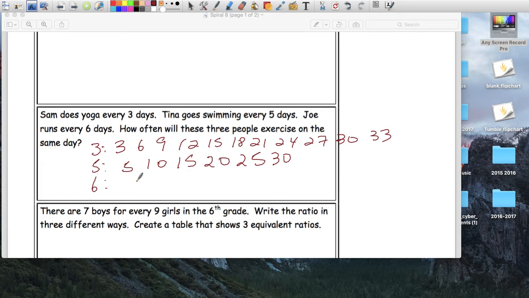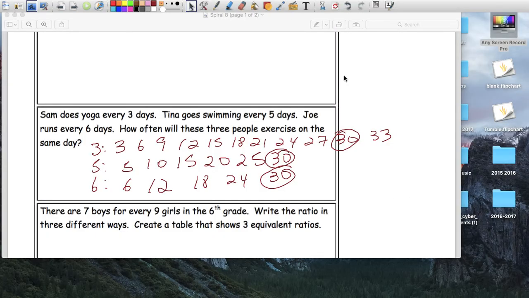6, Joe runs every 6, on the 6th day, on the 12th day, on the 18th day, on the 24th, and the 30th. Okay, I found something. Found 30 here, 30 here, 30 here. So that means that every 30 days, Sam, Tina, and Joe will actually exercise on that particular day together. So on that same day, they'll be exercising.